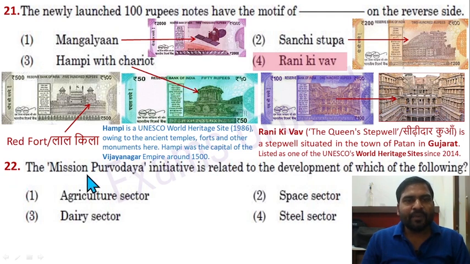Question 22. The Mission Purvodaya initiative is related to the development of which of the following? The Mission Purvodaya is a current affairs question, and this mission was launched in 2020, related to the steel sector.